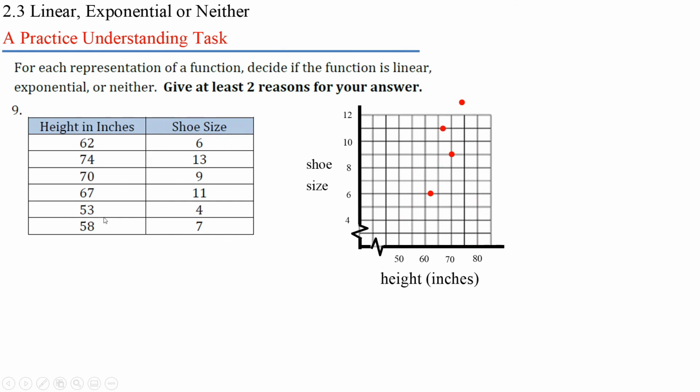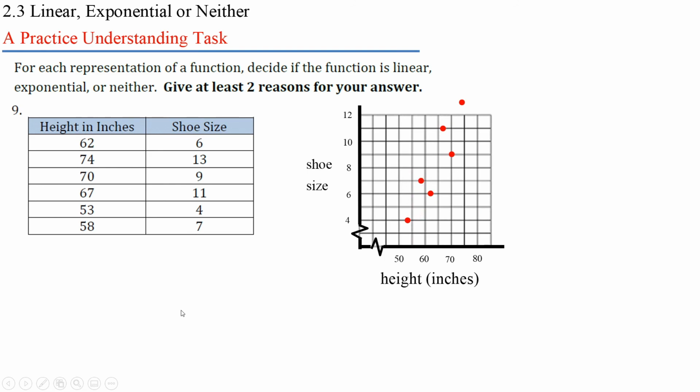Okay. And 53, we have a shoe size of 4. Well, there's 55, 53, 4, about right there. And at 58, we have a shoe size of 7. So 58 and then 7, about right here.